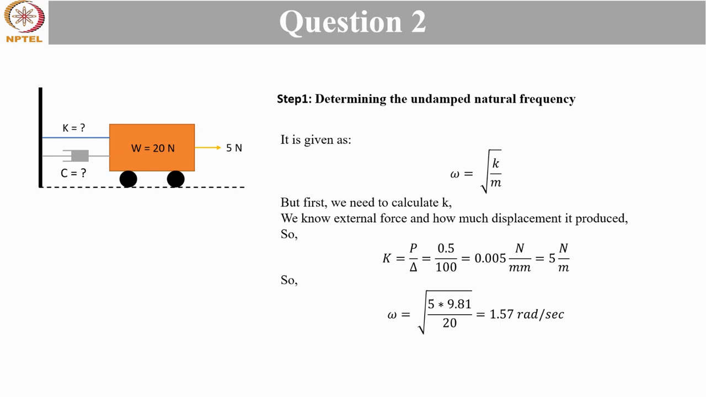Mass will be given by W by g. W is 20 and g is equal to 9.81. So the undamped natural frequency of the system will be square root of k by m, which will come out to be square root of 5 times 9.81 upon 20. So it is approximately equal to 1.57 radian per second. So one of you calculated it correctly. It was 1.57 radian per second.